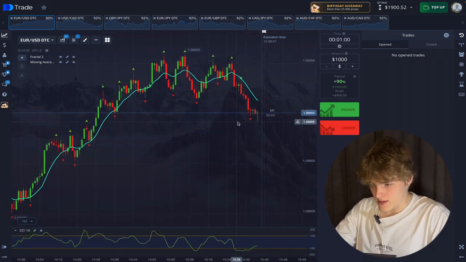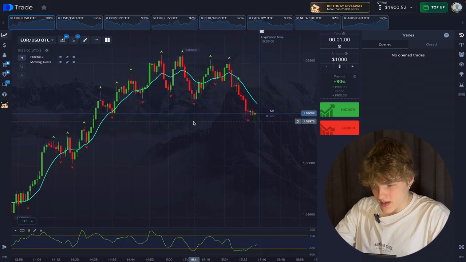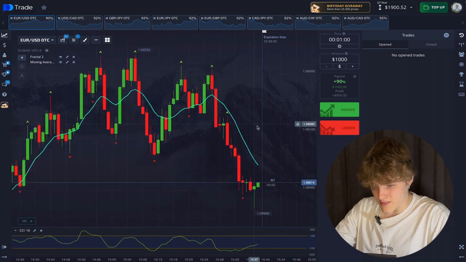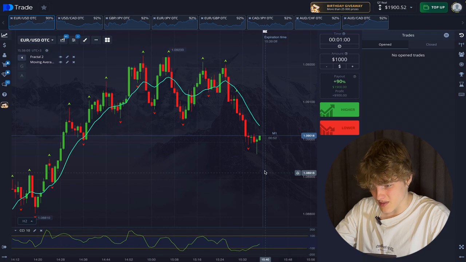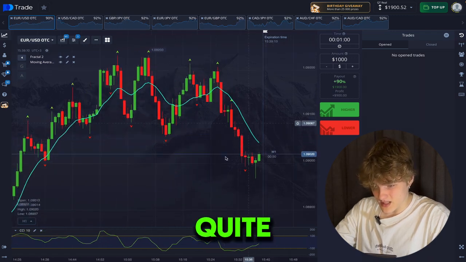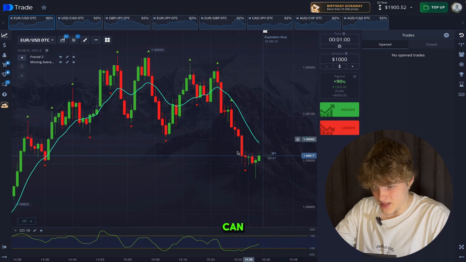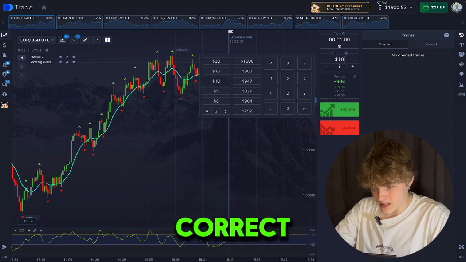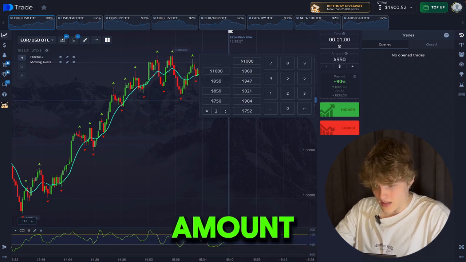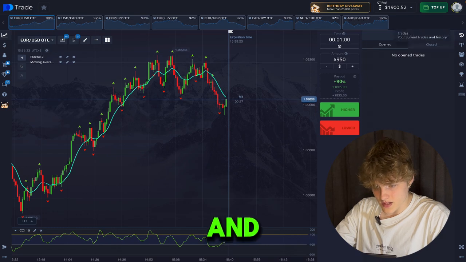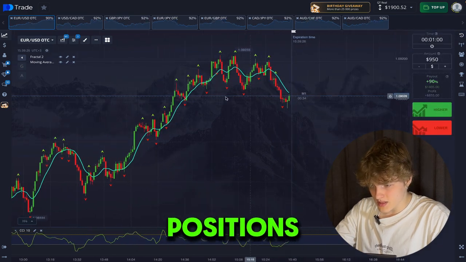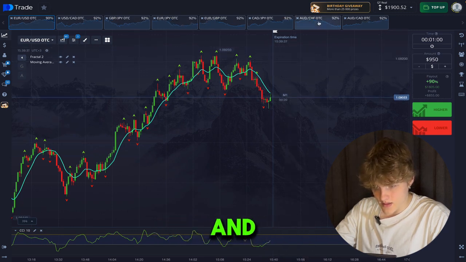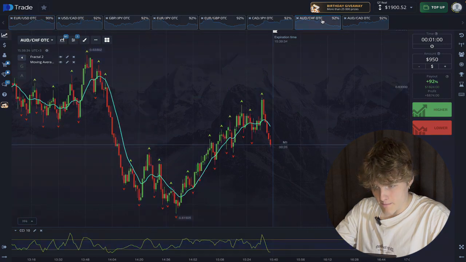Okay, good. I didn't quite pick the correct entry level. The more accurate one would have been at the very end of the candle, but such an entry is quite difficult at the time. Nevertheless, as you can see, the trend is still moving upward, so the entry logic was absolutely correct. I will change the trade amount to 950 and open 2 positions. I'm going to use my entire balance again. Okay, let's continue, and I will pick up the new currency pair.